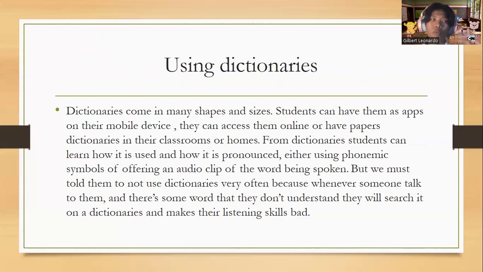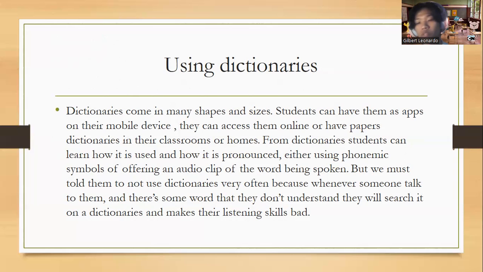such as the word bay, B-A-Y. We don't pronounce it "by," we pronounce it "bay," and you can learn that either using phonemic symbols or an audio clip of the word being spoken. But we must tell them to not use dictionaries very often. Why?